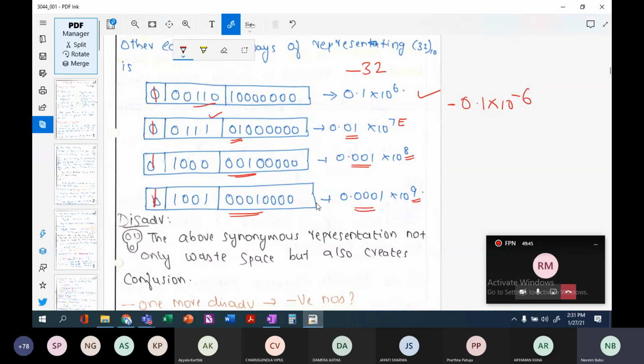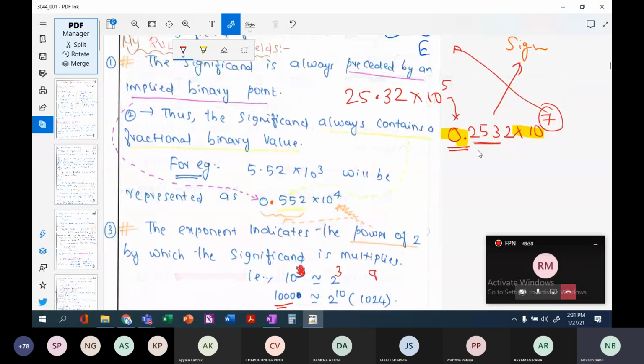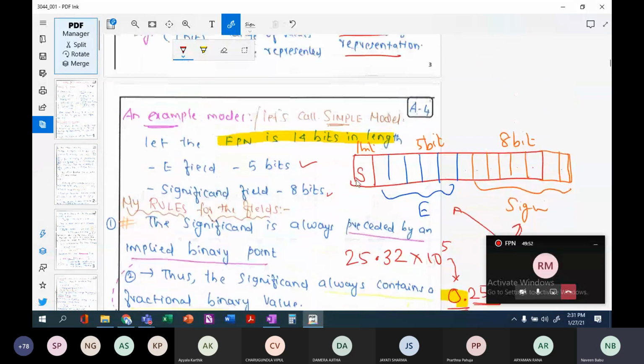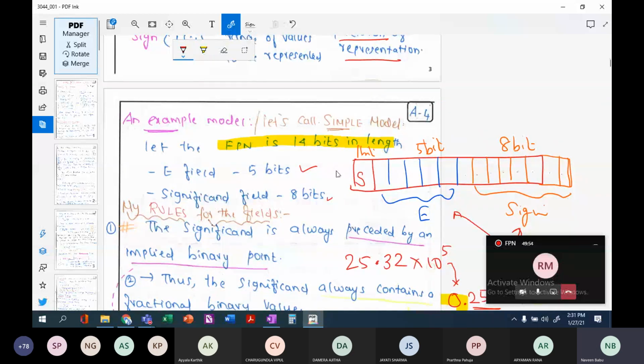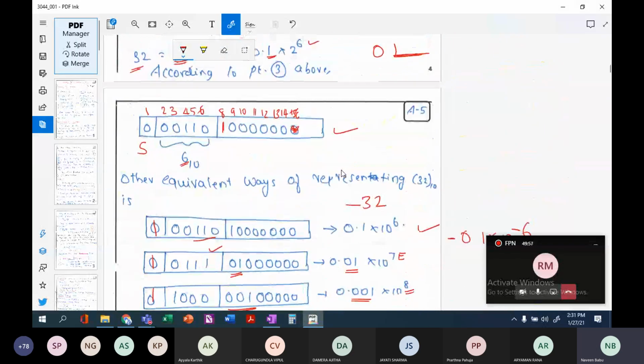Then I cannot represent in this particular format. In the beginning itself, I said that I'm just going to test. I'm creating my own rules. So this is a very simple model, an example model only. This is not a standard model.